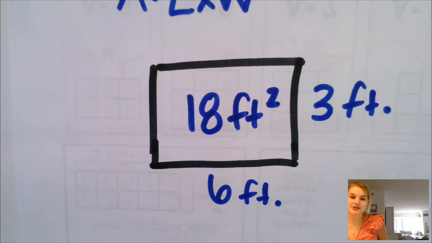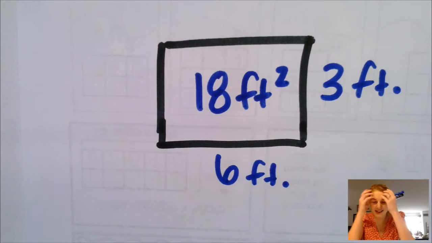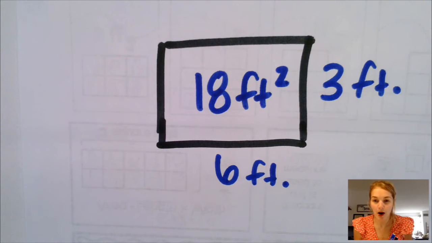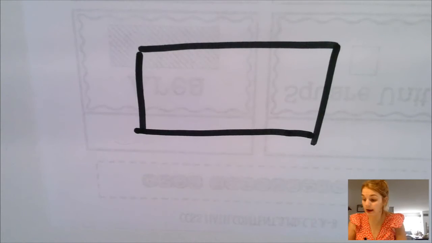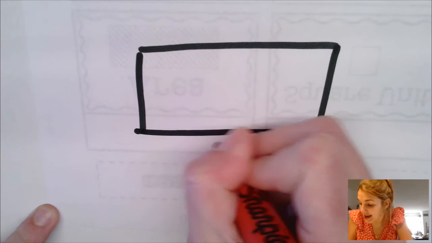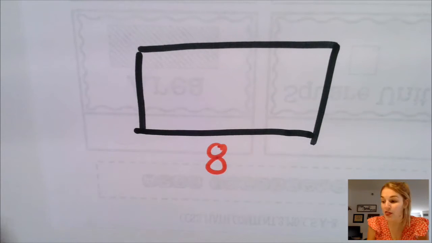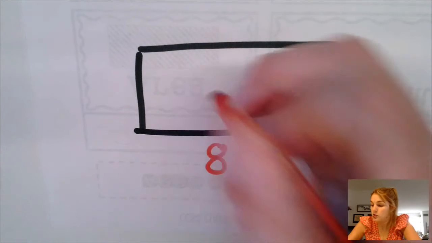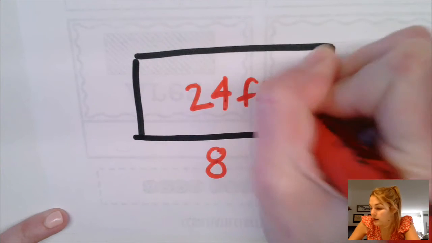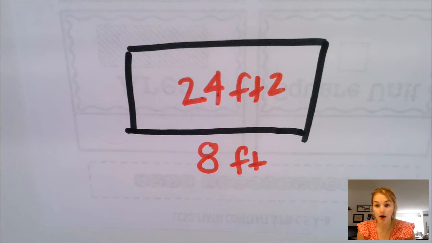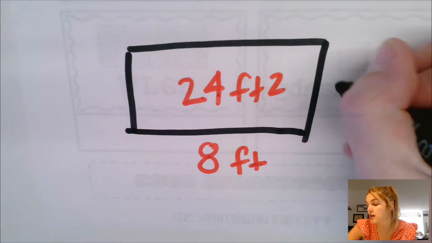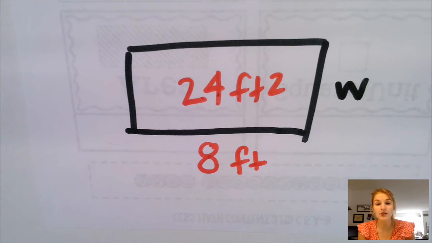Now, what happens though if we get a problem and there's a side missing? In the problems we're going to be getting, you are going to know the length of one side. So let's say that the length of this is 8, and we're going to know the area. We're going to know what it totals. So let's say that this is 24 feet squared. So when we're looking for the area, we know it's length times width. So we know the length. Our job here is to discover the width so that we can find the area.